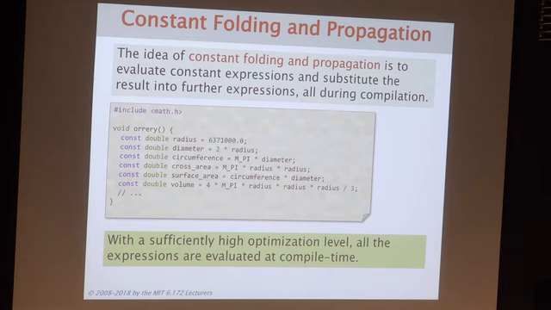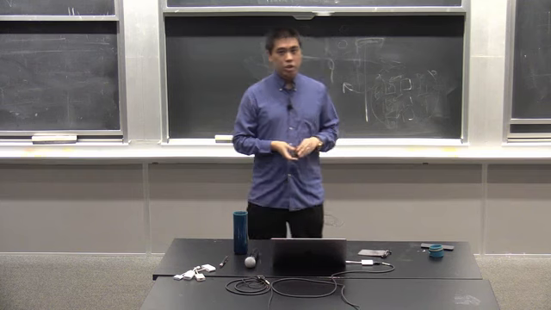It's a good idea to know about this, even though the compiler is still pretty good at doing this, because sometimes the compiler won't do it. And in those cases, you can do it yourself. And you can also figure out whether the compiler is actually doing it when you look at the assembly code.